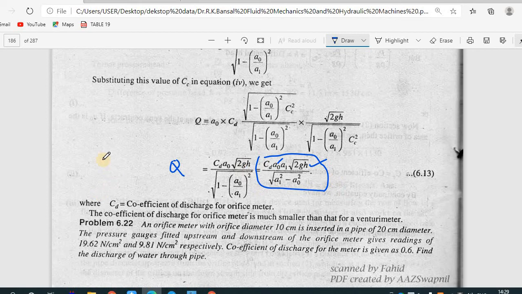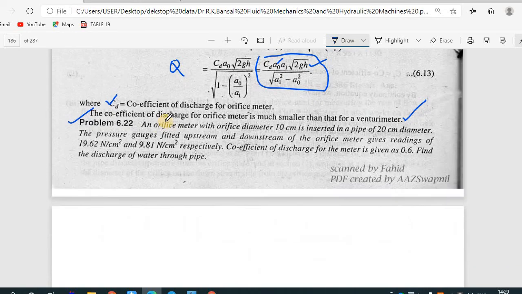The Cd value is the coefficient of discharge for the orifice meter. The coefficient of discharge of an orifice meter is much smaller than that of the venturi meter. After that, we'll try to do the first numerical related to the orifice meter.